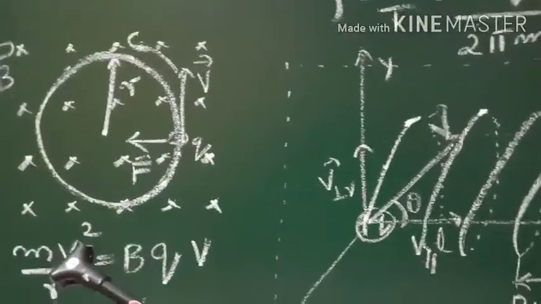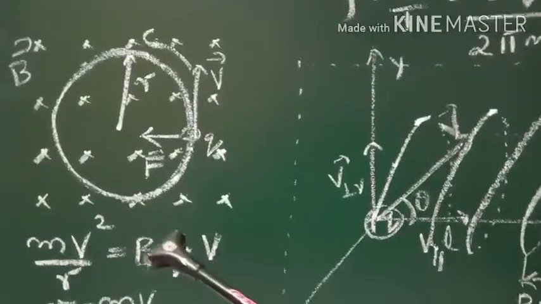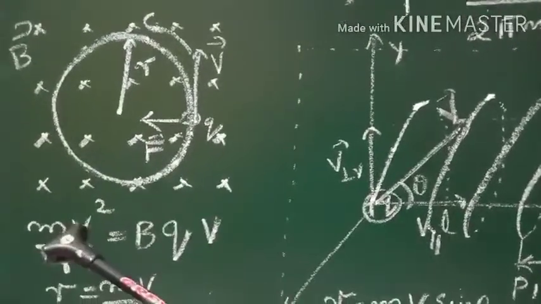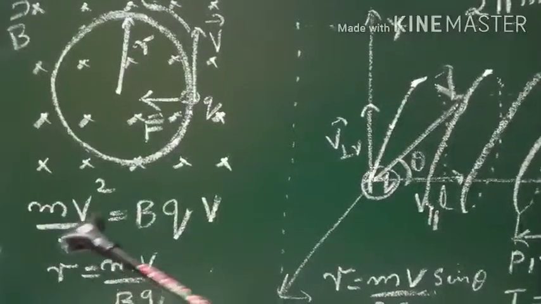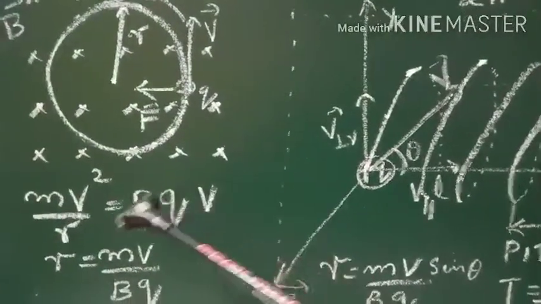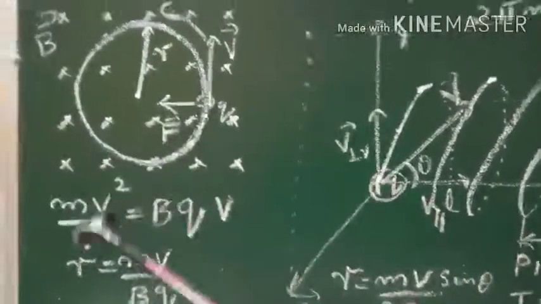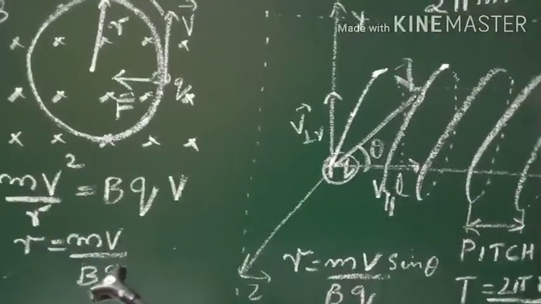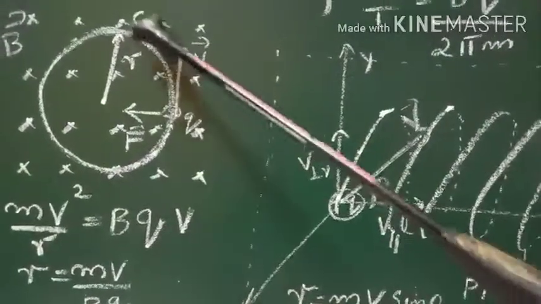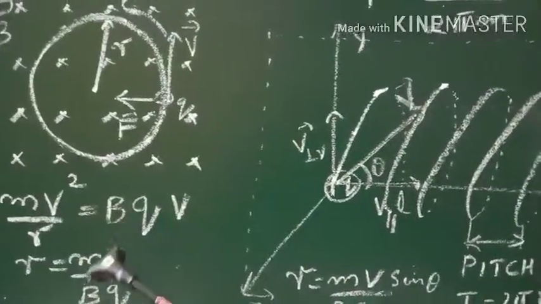And what is the source of this centripetal force? Simply the magnetic force. The magnetic force is BQV. So the centripetal force is provided by this magnetic force. So mv squared by r is equal to BQV. What is the expression for the radius of this circular path? r is equal to mv divided by BQ. So the particle will move in the circular path with radius r equal to mv divided by BQ.